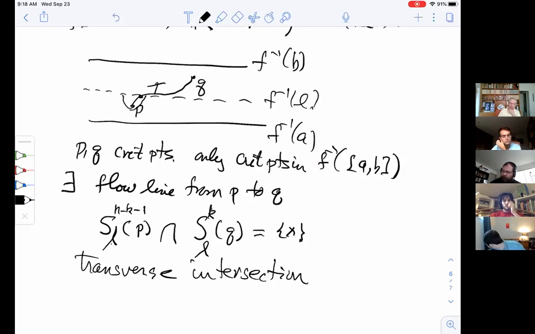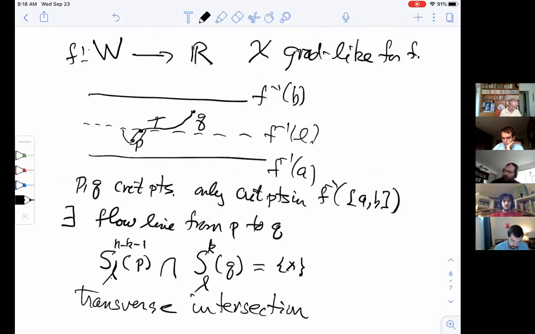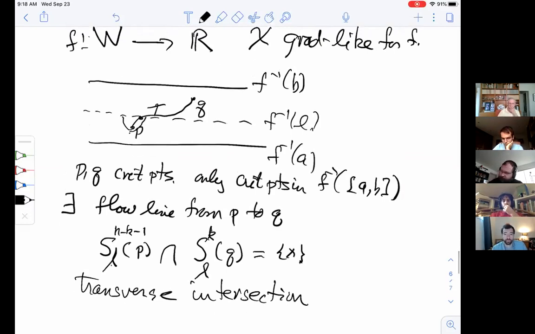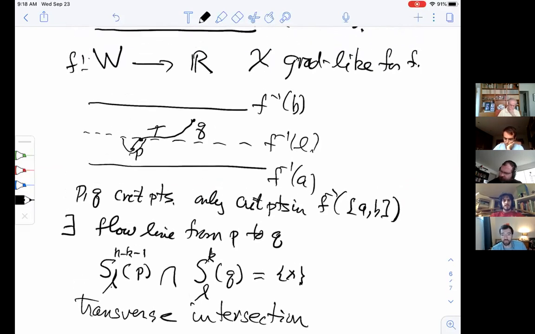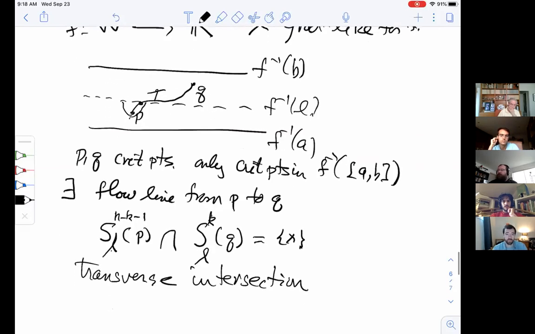Okay, those are the hypotheses. So the critical point P of index K, a critical point Q of index K plus 1, exactly one flow line, which is a transverse flow line in this sense. If you will, the descending manifold from Q and the ascending manifold from P meet transversally. The sum of their dimensions is 1 more than the dimension of W, and they meet transversely in the open part of this flow line.